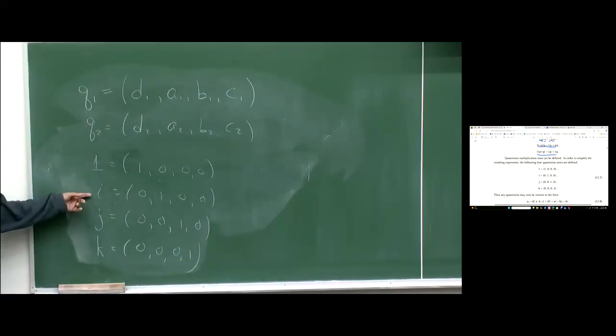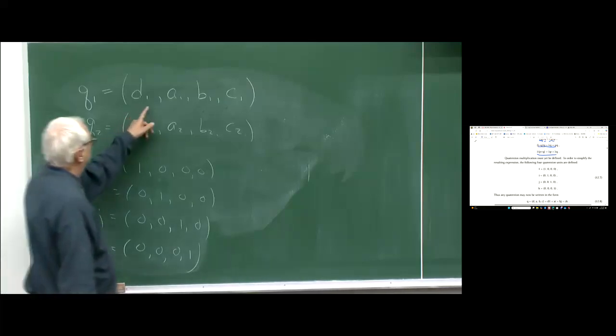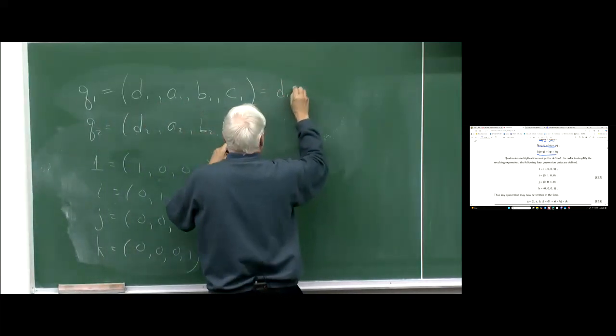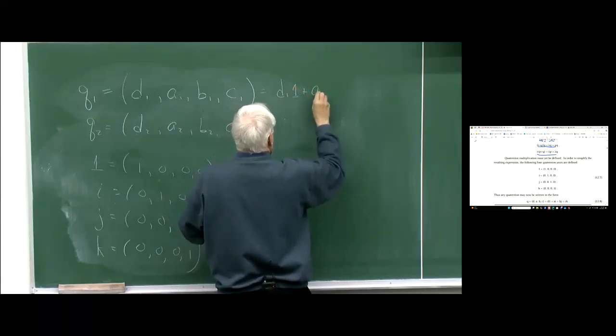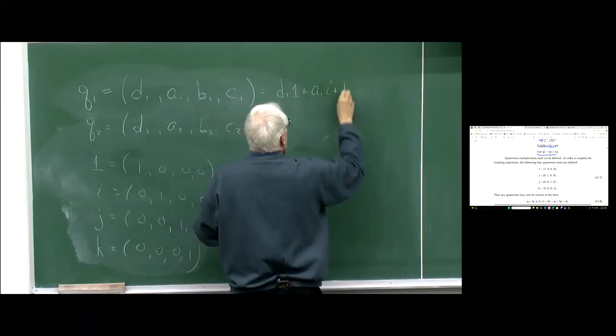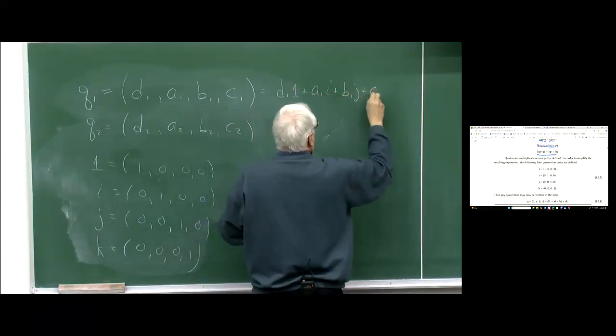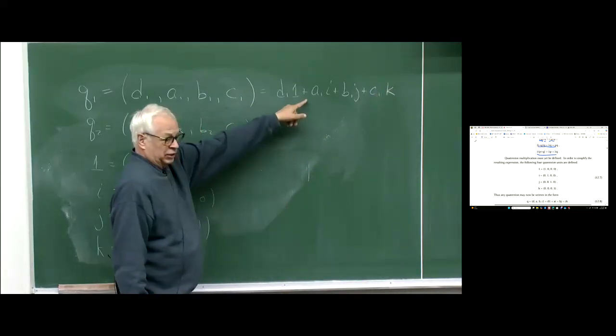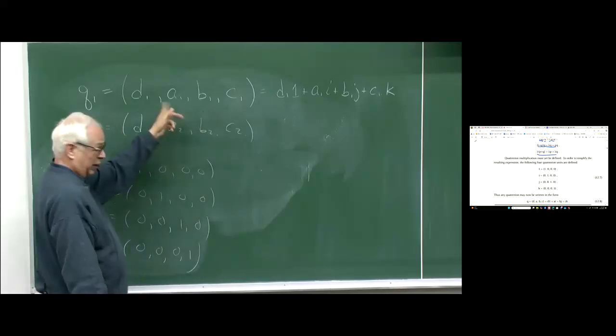And they kind of look a lot like, we're used to IJK for vectors, but we're not doing vectors right now. These are quaternions, IJK. So if I wanted to take this quaternion, I could write it as these 4 numbers, or I could write it as D1 times the quaternion 1 plus A1 times the quaternion I, B1 times J, C1 times K. And we'll probably use this notation a lot more than we will just write down the 4 numbers.